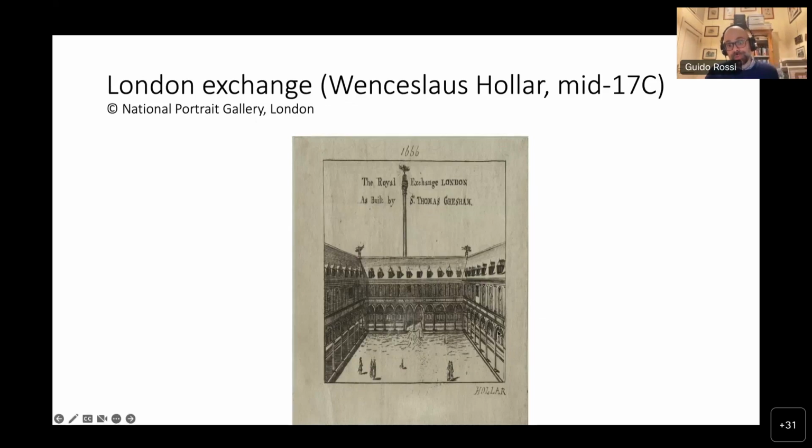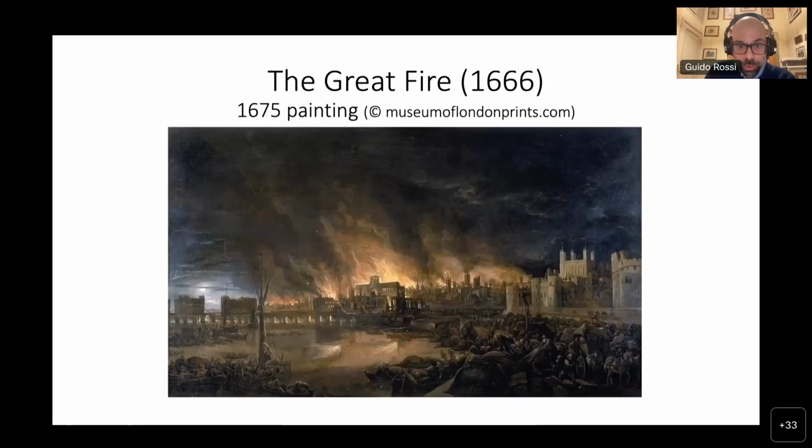This is an engraving, a famous engraving by Hollar in the middle of the 17th century. The date you find here, 1666, is not the date in which the engraving was made, but the date in which the exchange itself was destroyed. As you probably know, a large part of London was destroyed during the so-called Great Fire, the London Fire, that year.